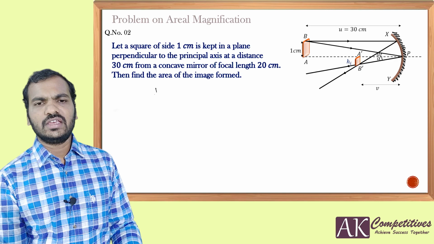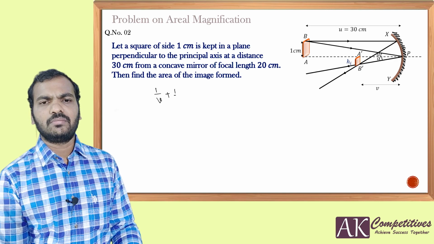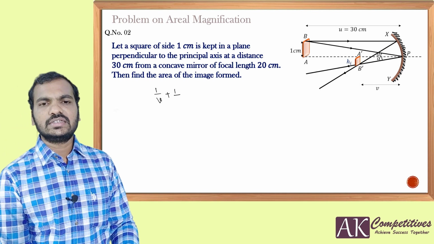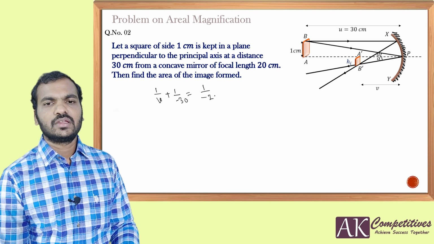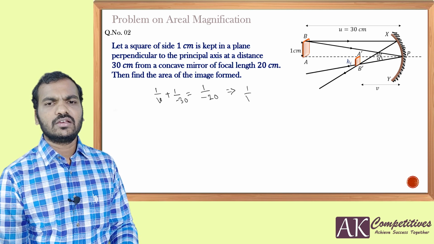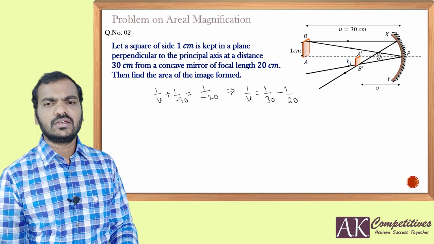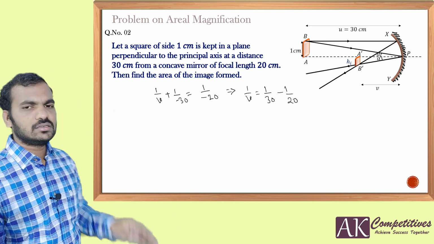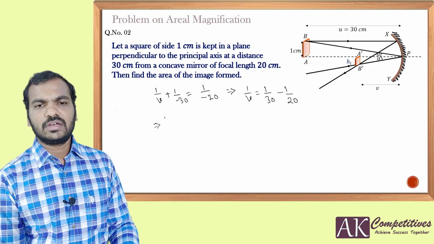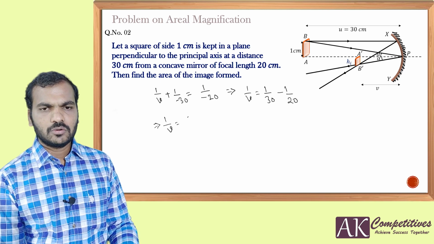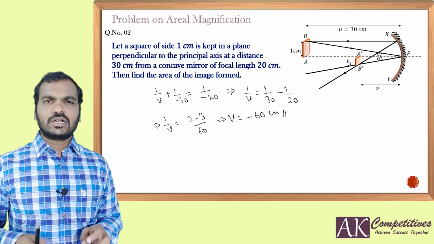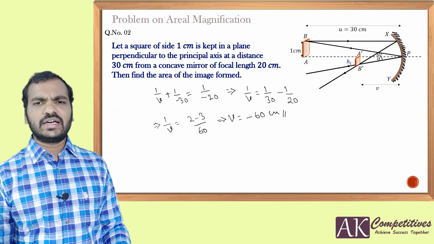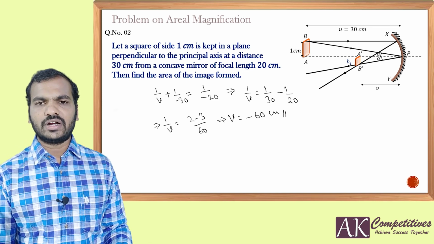See here, 1 by v plus 1 by minus u. Directly I am putting in the values. The u value is 30, so minus 30 here, which is equal to 1 by minus 20. How much will you get? 1 by v is equal to 1 by 30 minus 1 by 20. If I'm not wrong, you will get 60 here, so 1 by v is equal to 2 minus 3 by 60 centimeters. Actually, this is also not required for finding magnification. We can directly take it from f and u to find out the magnification.